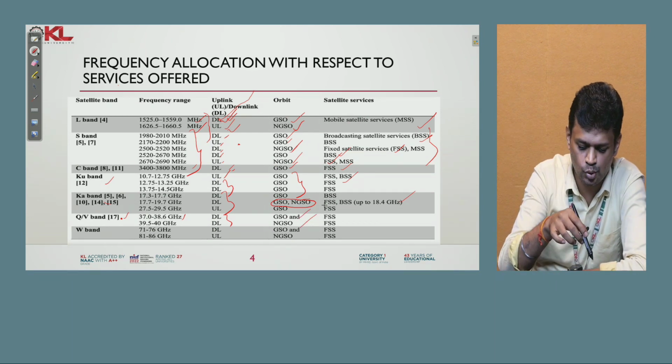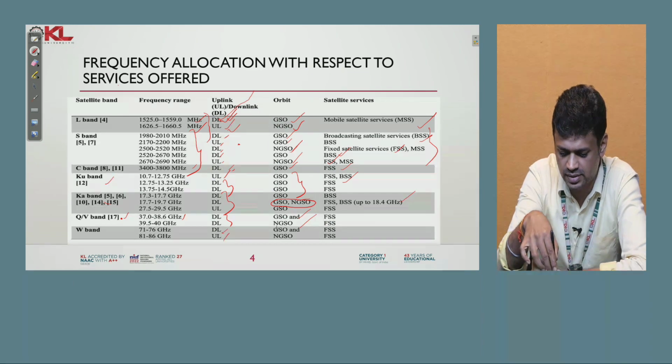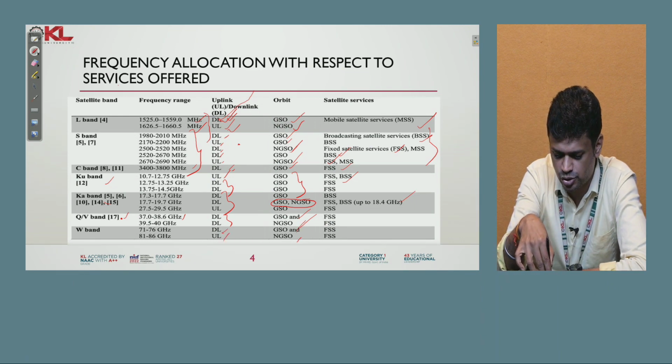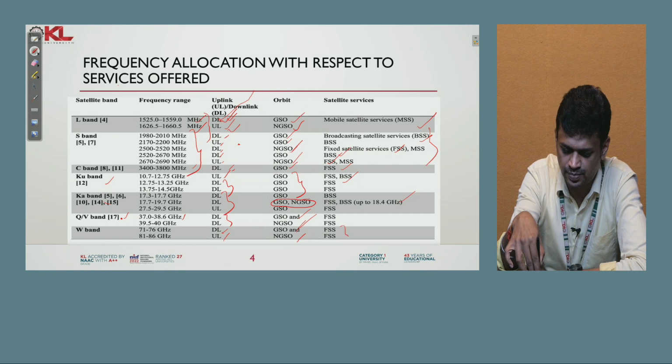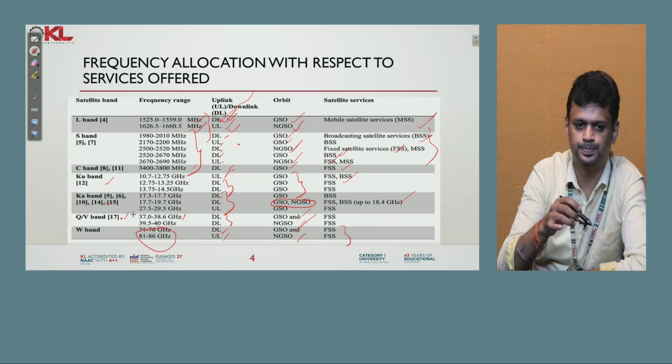The last one is W band. Again downlink and uplink are there, geostationary and non-geostationary orbits are used, and FSS has been used for this frequency range.